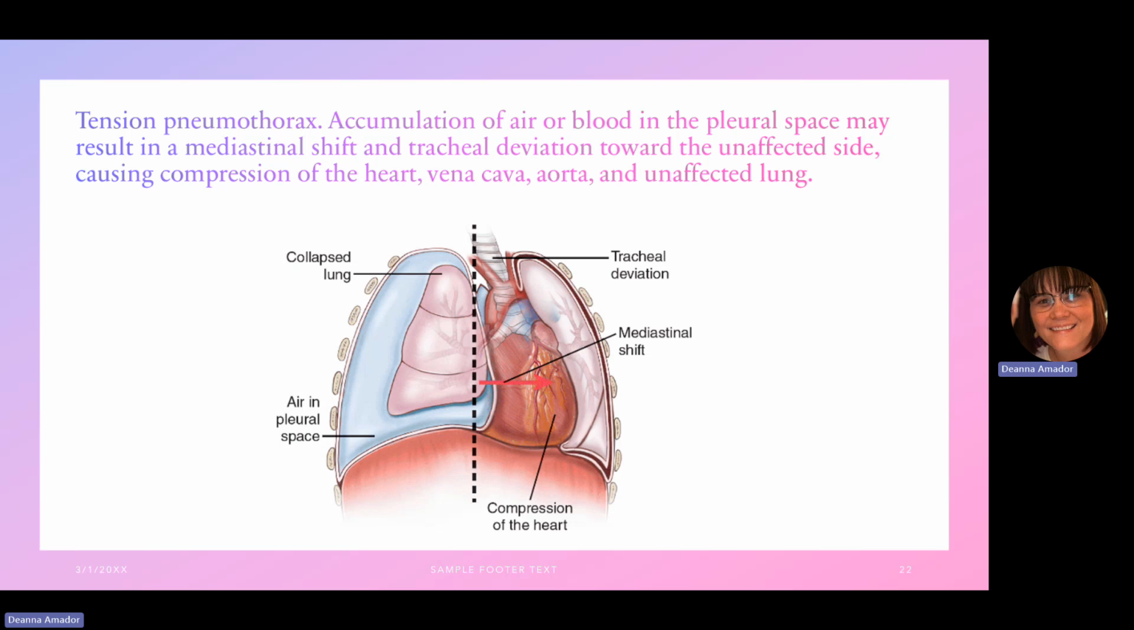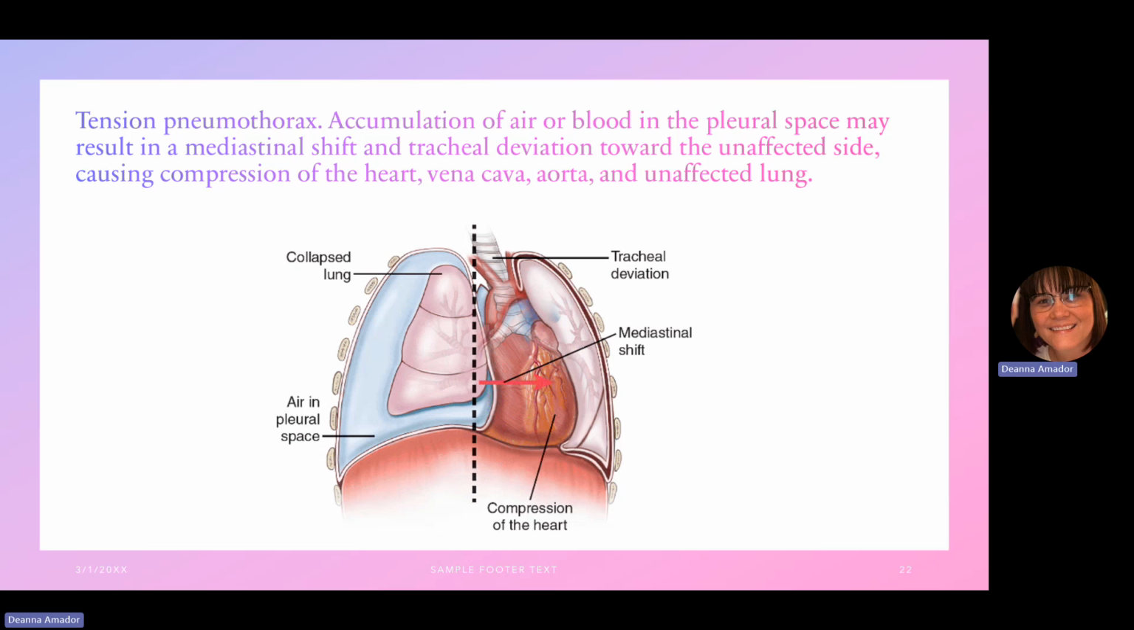So yes, like I said, they can do a needle decompression, but then they will be following up with a chest tube insertion. So as the nurse, we know that we are going to be ready to get this set up so they can do a chest tube insertion. And then in your speaker notes, again, it goes on to chest tube management.